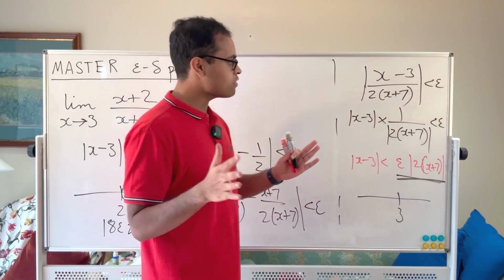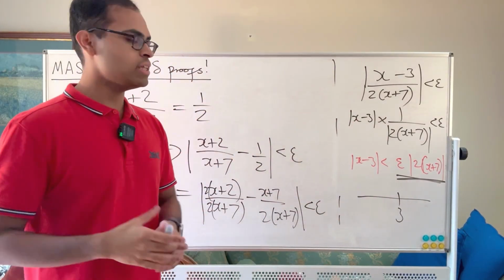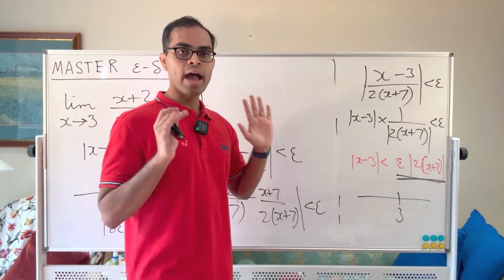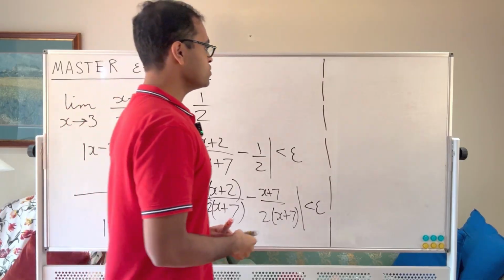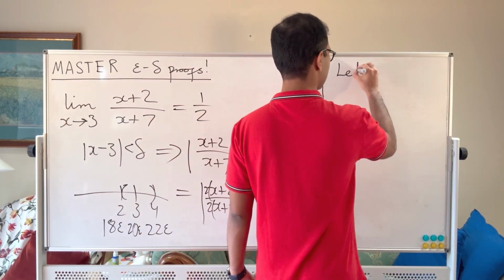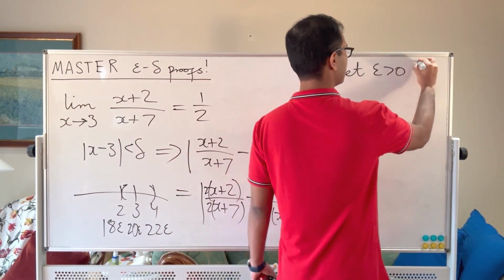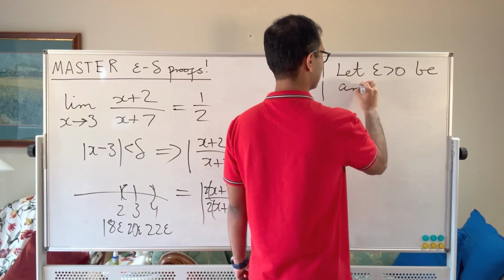Okay, so again, I'll write out the proof. I hope that everything is very clear so far. I'll write out the proof now, and really make that precise. So let's do that. All right, so let's write out the proof. So how these proofs go is always the same. Let epsilon greater than 0 be arbitrary, so it doesn't matter what epsilon is.